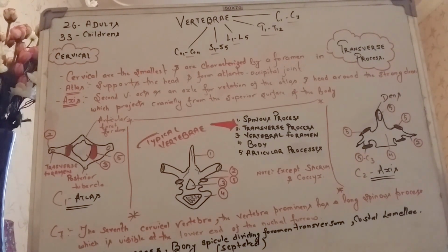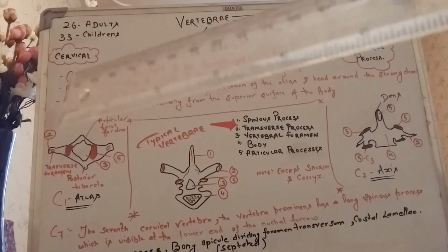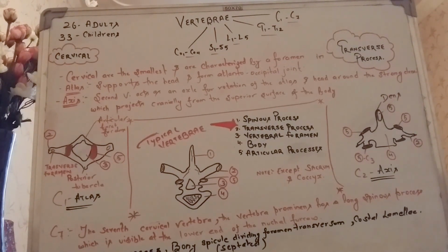Then, the atlas does not have a body. The main difference between C1 and C2 is the presence of the body. In C1 no body is present, in C2 a body is present. And in C1 the vertebral foramen is triangular in shape, and it also has an articular facet for the dens. What is the dens? The dens, or odontoid process, is present in C2. It actually makes the atlantoaxial joint for the movement when we move our neck.